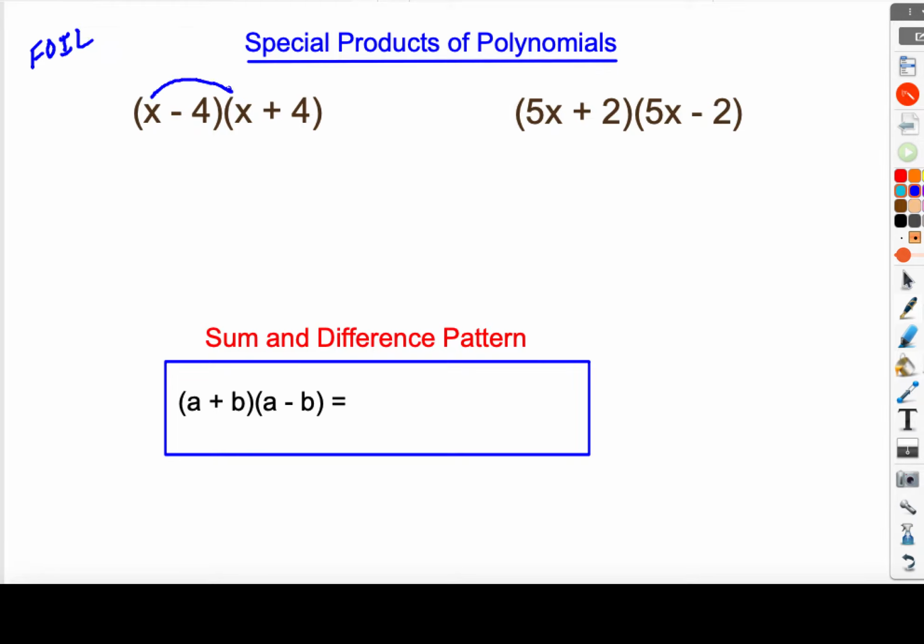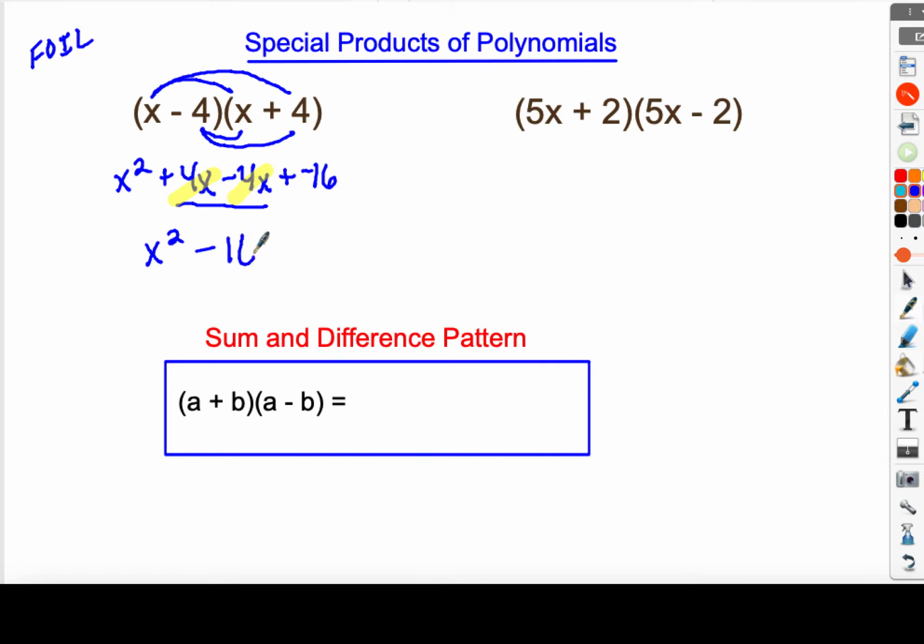So I'm going to take x times x and x times 4. x times x is x squared, and x times 4 is 4x. That was my first and my outside. Then we do the inside for a minus 4x, and the last is negative 4 times 4, which is negative 16. If we add the two middle terms together, now notice what happens. 4 plus negative 4 is actually 0x. So those two terms cancel one another away, and we really only get x squared minus 16 when we're done.